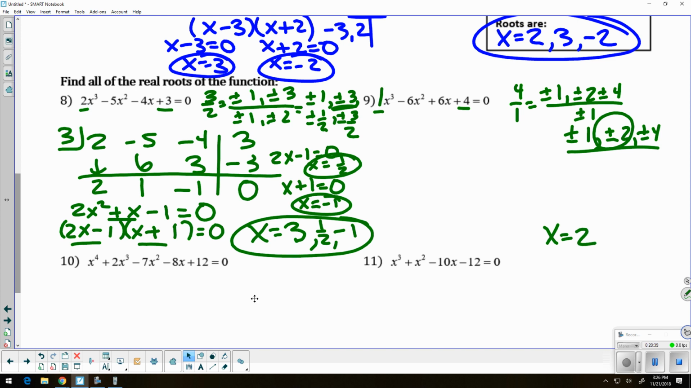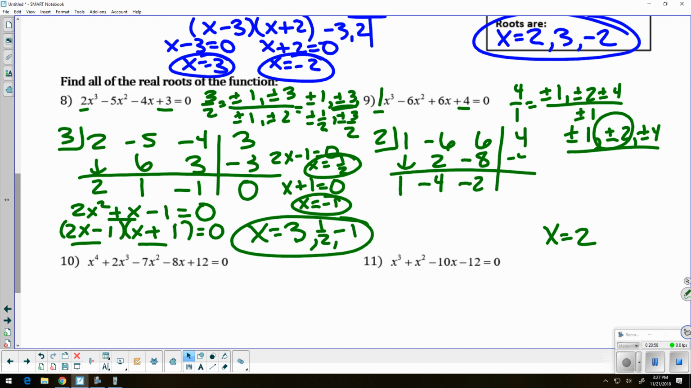So now for the rest of it, dividing 2 into 1, negative 6, 6, and 4, synthetic division again, you should not get a remainder. Okay, so the 1 just drops down. Multiplying is 2, adding is negative 4, multiplying is negative 8, and then adding would be negative 2, multiplying is negative 4, no remainder. Now take what you have left, which is 1x squared minus 4x minus 2.